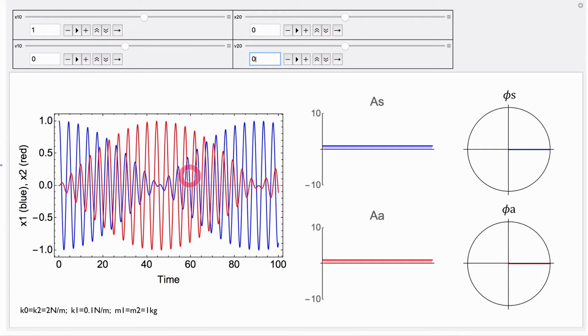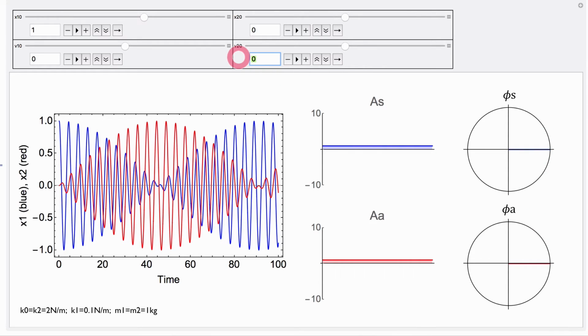So now what we're seeing actually is the beating between the symmetric and antisymmetric modes, because now we've excited equal amounts of antisymmetric and symmetric mode. They have different frequencies, and so we can see here the beating between these two different modes. The phase in this case, the phase of both modes, is 0.